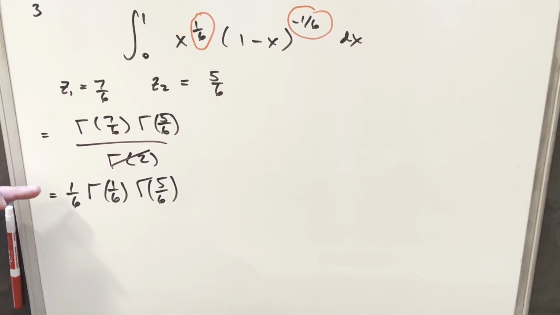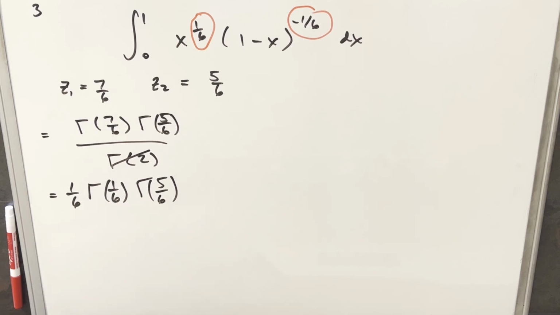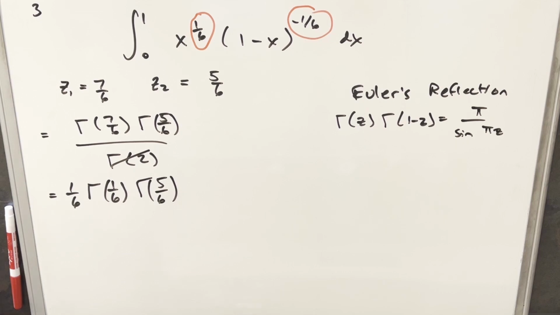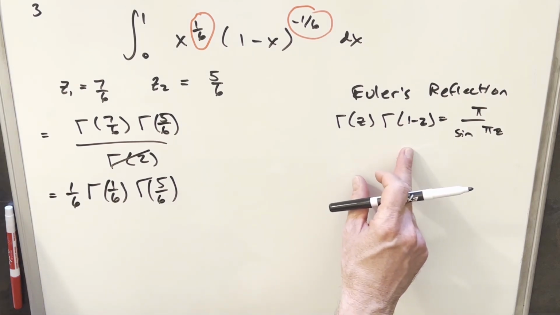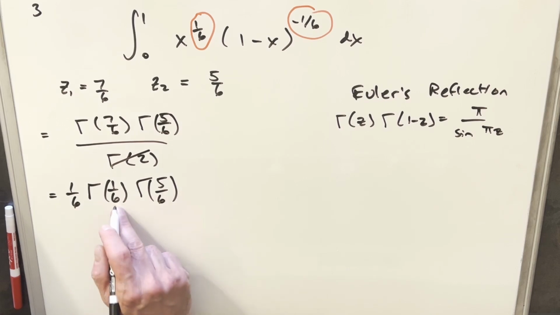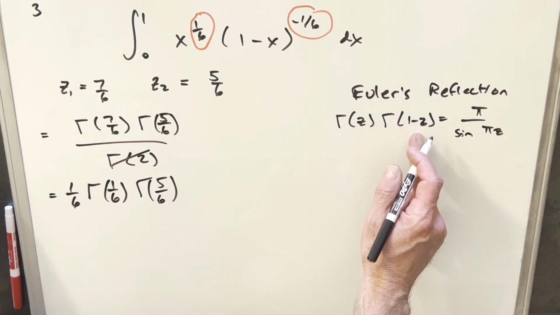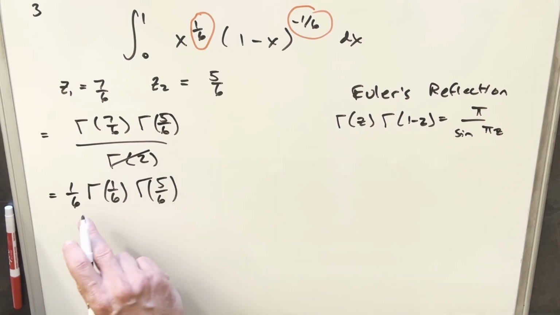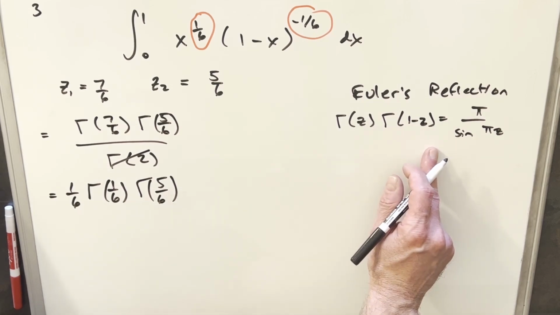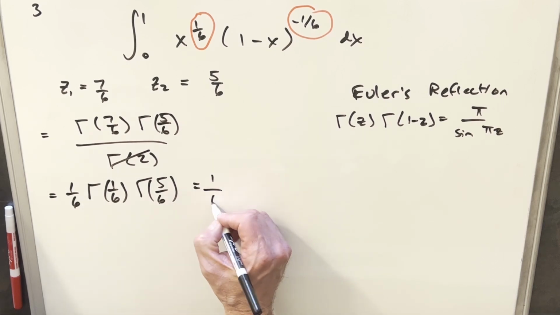And now from here, you might think this is kind of pointless because we still have these two values that we don't know how to calculate. But what we can do is use Euler's reflection formula, and that's going to help us now. So we have this formula for Euler's reflection over here on the right. And now you may notice why I did this, because 1/6 and 5/6 sum to 1, the same way z and 1 minus z sum to 1. So I was just manipulating it to get it into this form where we can use this formula.